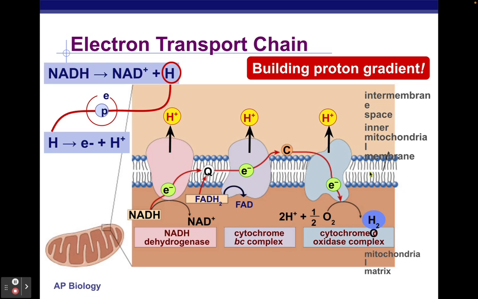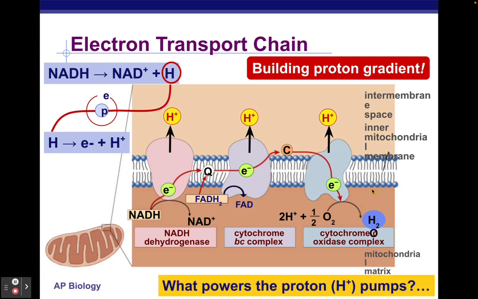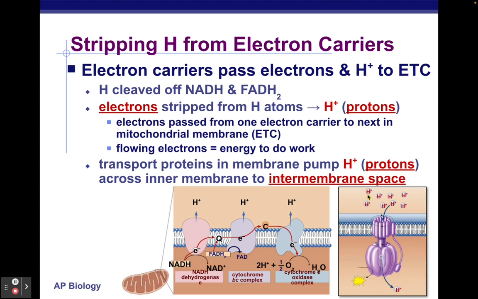Okay? We're building the proton gradient. What powers the proton pumps? Okay. So, all right. We're almost there, guys, and you're doing a really good job. So I'm really proud of you. We're going to break this down big time in class.